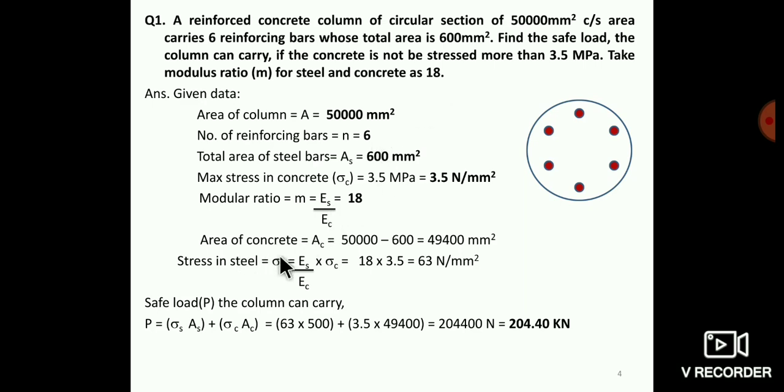The area of concrete we have to find out. Now this is an important step you should understand. There are three types of area. Firstly, the area of this whole column.